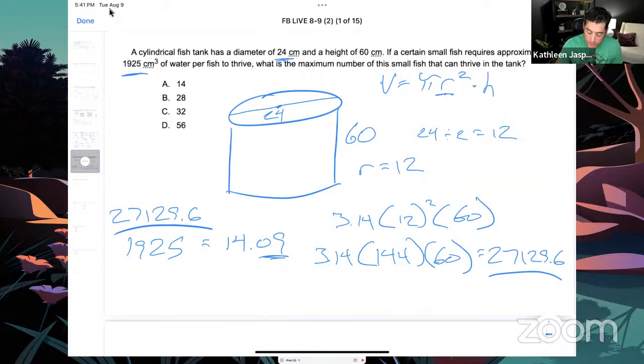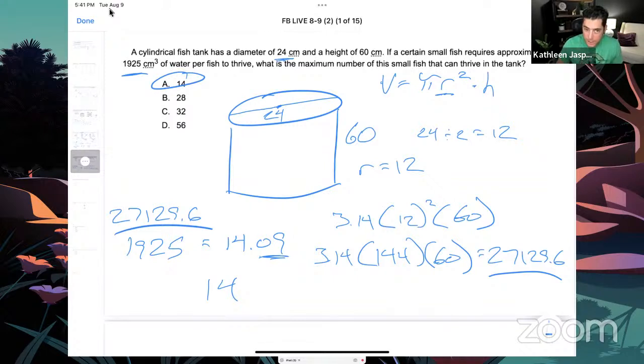In this case, we need to have whole numbers in order to provide for, in this case, the fish. So we always round down to the nearest whole number. So in this case, I need 14, and A is going to be the correct answer there.